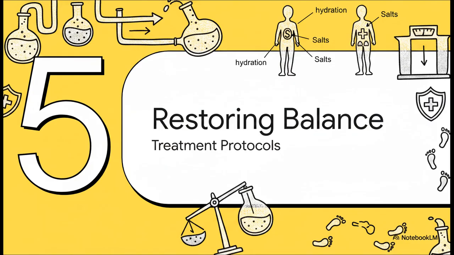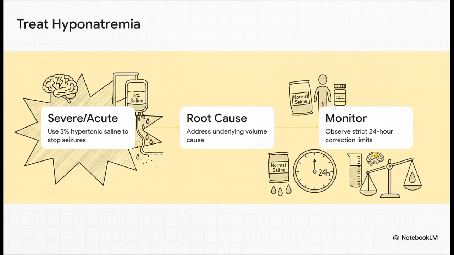Section 5. Restoring the balance safely. Step-by-step treatment protocols. Now that we really understand what's at stake, let's map out exactly how to rescue these patients using some logical step-by-step treatment protocols. Here's the sequence for hyponatremia. Step 1. If they have severe acute symptoms like seizures, you give 3% hypertonic saline, just enough to stop the symptoms and bring down that intracranial pressure. Step 2. Address the root volume cause. Give normal saline if they're hypovolemic, restrict water for euvolemic SIADH, or give diuretics if they're hypervolemic. Step 3, relentlessly monitor that strict 24-hour correction limit.